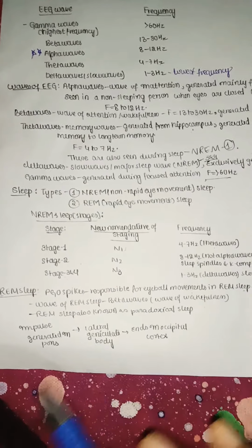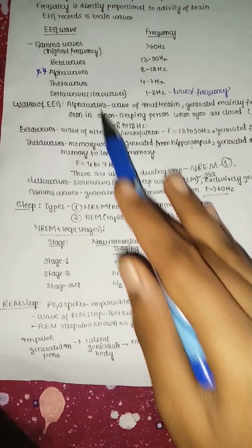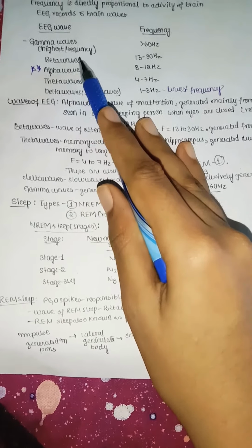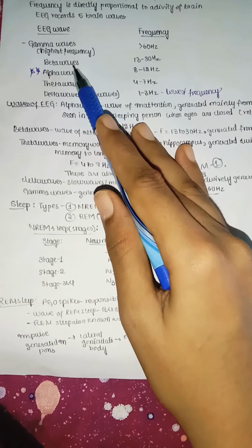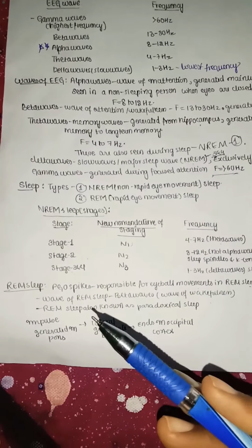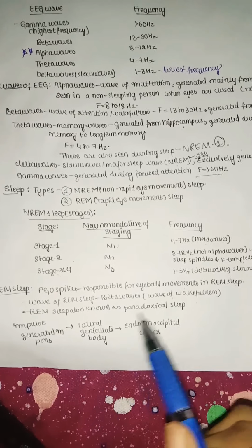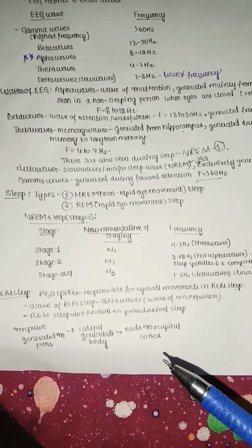In REM sleep we mainly have beta wave association, but you can think that beta waves appear whenever we are having focused attention, meaning normal attention, right? So whenever you are attentive you have beta waves, but here you can see in REM sleep we are sleeping. In sleeping, what attention do we have? That's why this kind of sleep is also called paradoxical sleep.